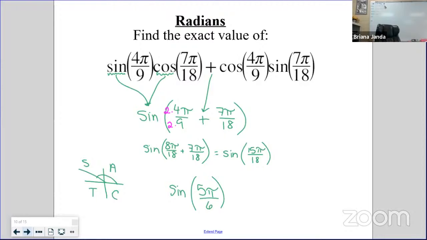We are in quadrant 2. Sine is positive in quadrant 2. My reference angle is pi over 6. The sine of pi over 6 is 1/2, right?